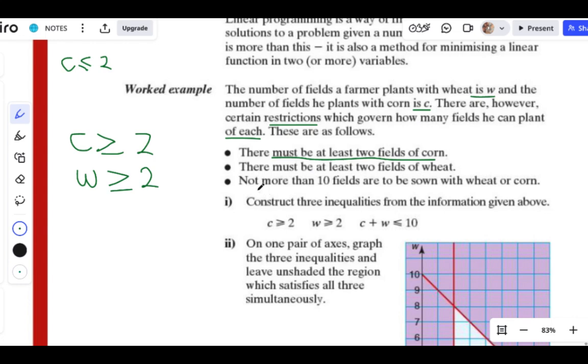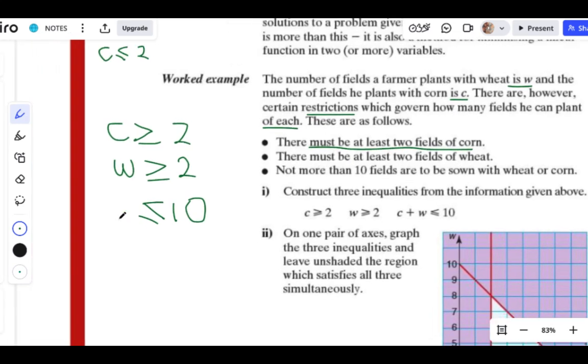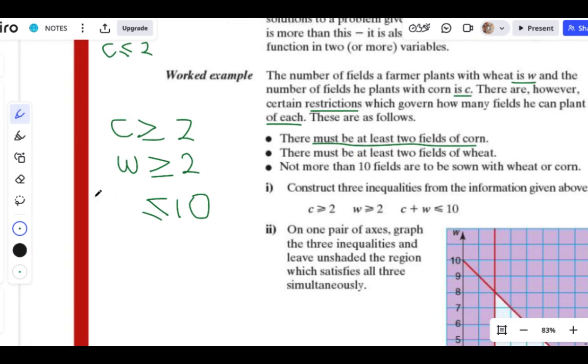Then, not more than 10 fields are to be sown with wheat or corn. Wheat or corn, not more than 10. So it should not be more than 10, meaning it will be less than or equal to 10. So I'm going to say corn plus wheat is less than or equal to 10. This is the inequality: C plus W less than or equal to 10. So these are the 3 inequalities I have.